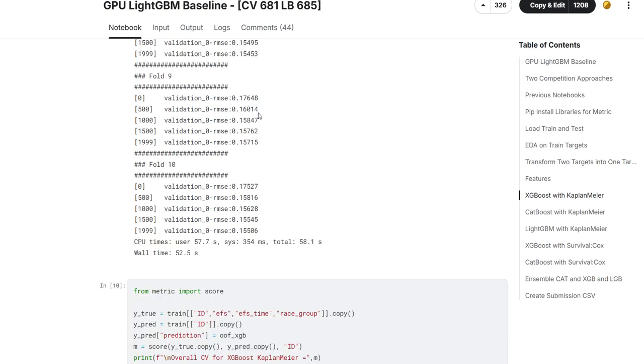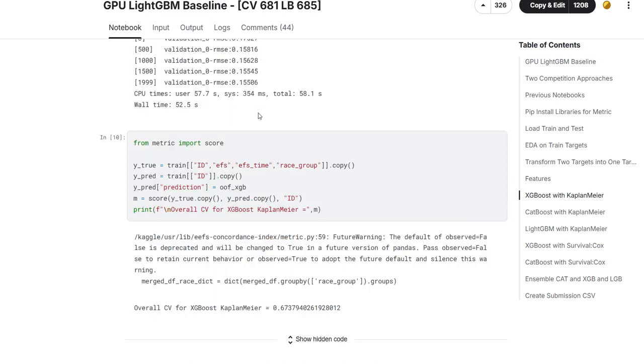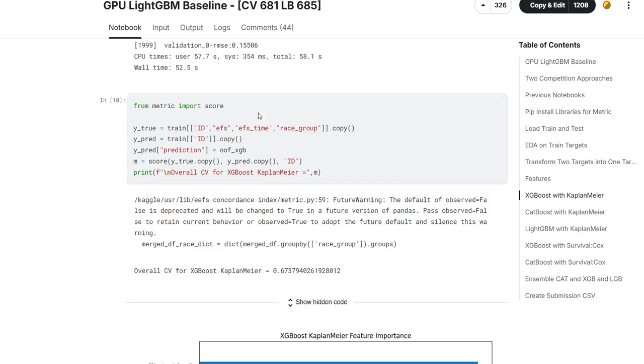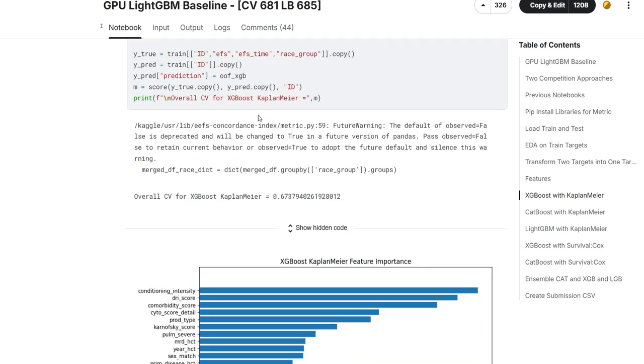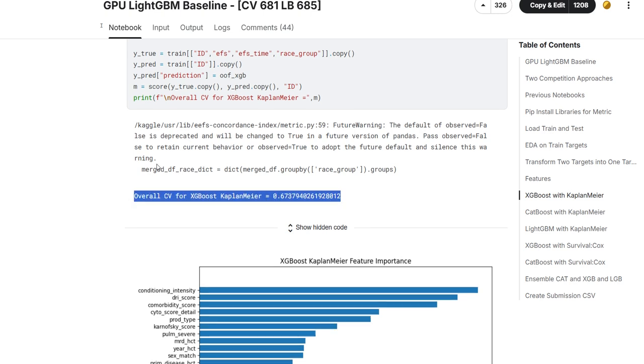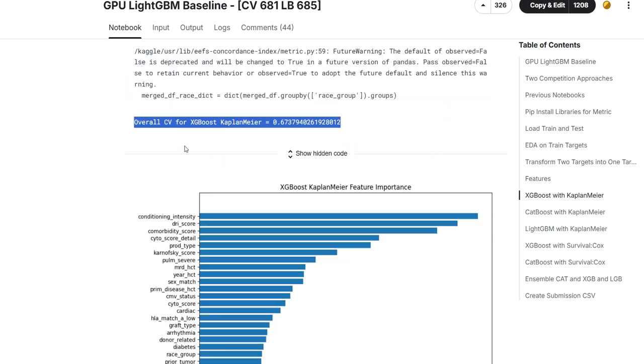Here, the notebook uses a custom metric, defined in a separate file, to evaluate the model's performance. The cross-validation CV score for XGBoost with the Kaplan-Meier transform target is about 0.674. This metric, called a concordance index, measures how well the model ranks patients by their risk. A higher score is better.